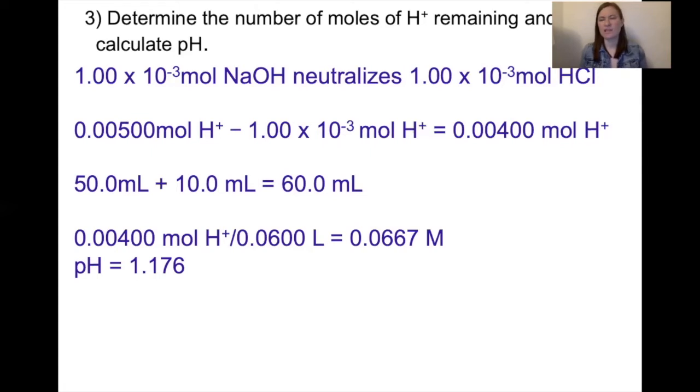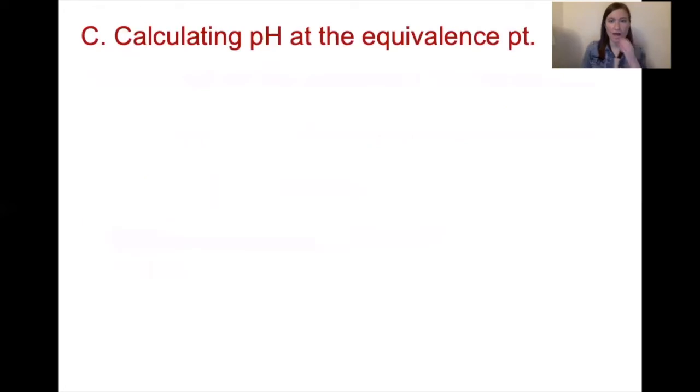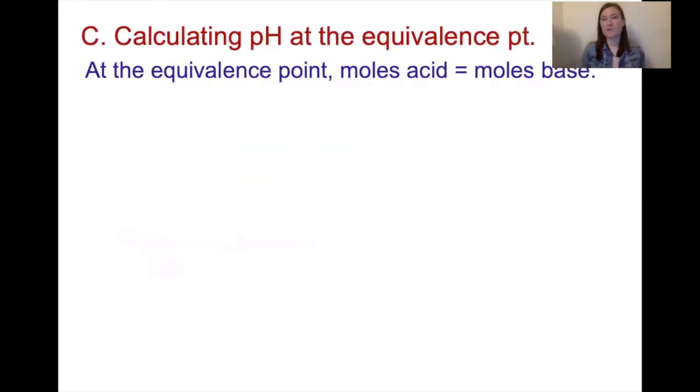So notice that the pH actually hasn't gone up too much, which matches what we saw on that titration curve, right? Originally the pH doesn't change too much, and then it changes a lot all of a sudden. Cool. In any titration, the moles of the acid are going to equal the moles of the base at the equivalence point.